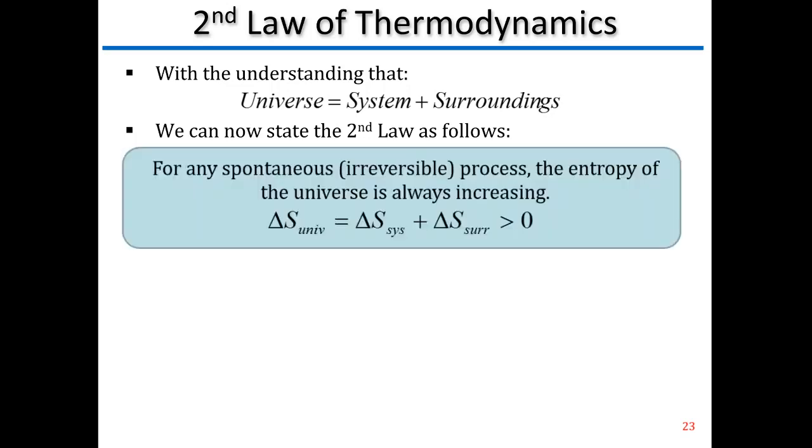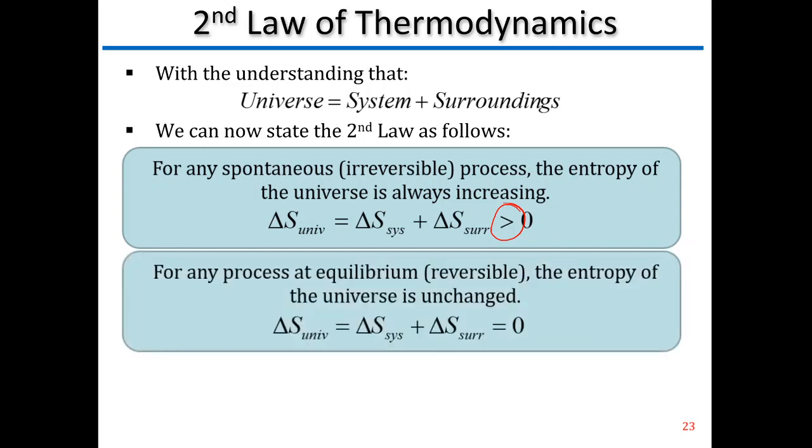Okay, so we can say that for any spontaneous, in other words irreversible, process, the entropy of the universe is always increasing. So we can say delta S of the system plus delta S of the surroundings must always be greater than 0. It must always be higher than 0. It must always be increasing.